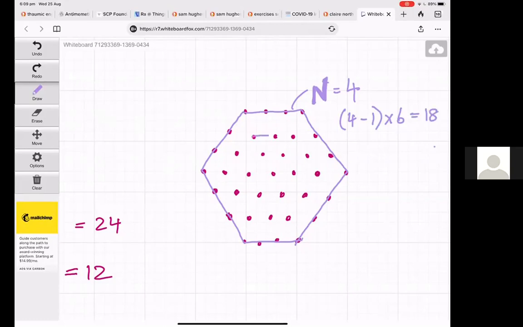Okay, and then what about here for this hexagon? What's n equal to? For the hexagon that I just drew inside it. Anyone? What's n equal to? What's the real value of n when I look at this inside hexagon?